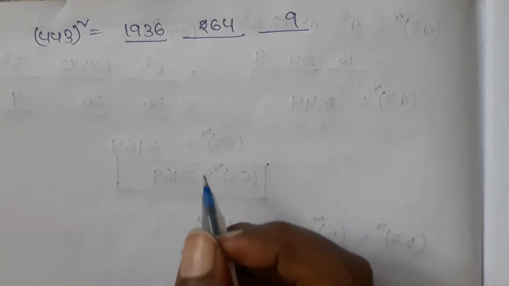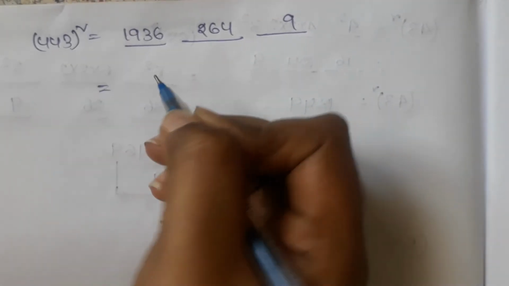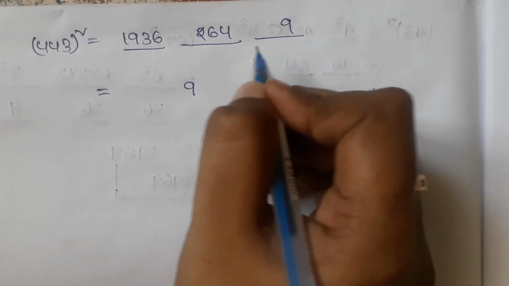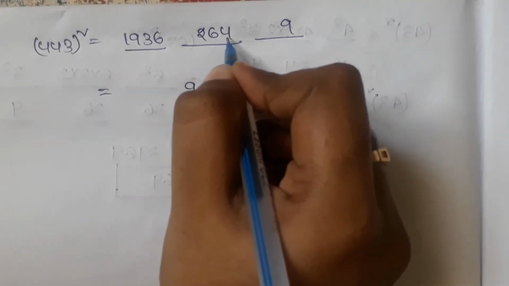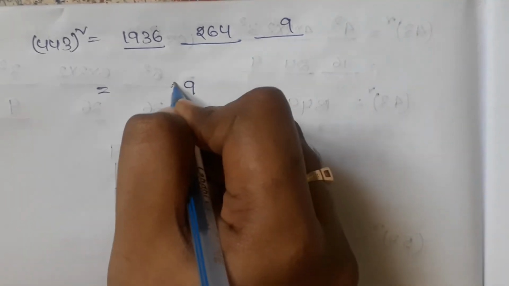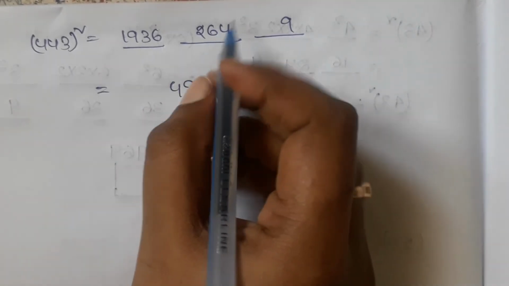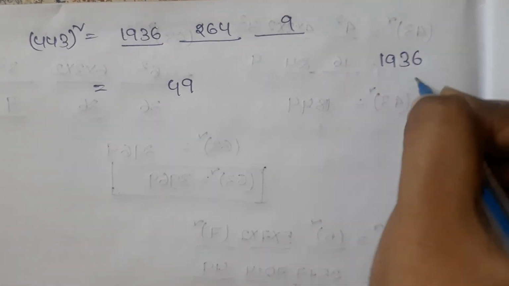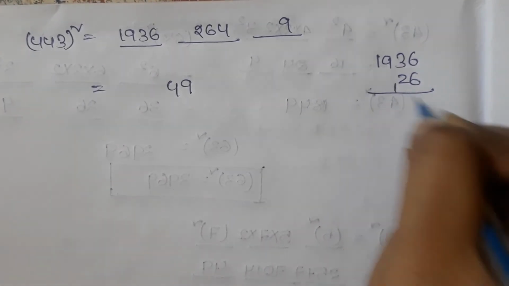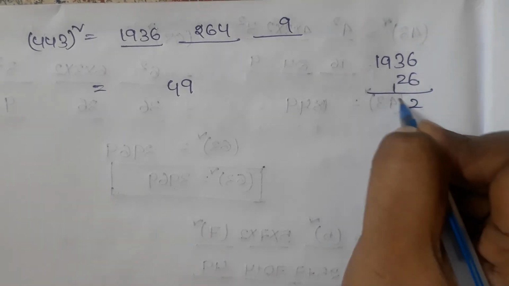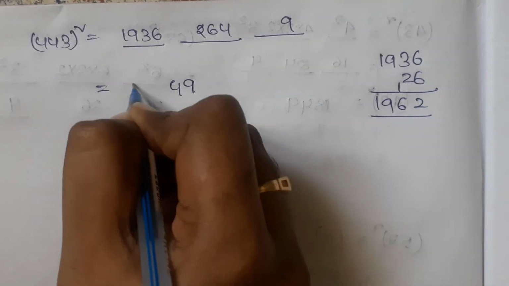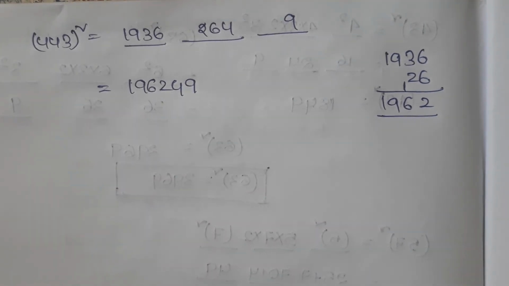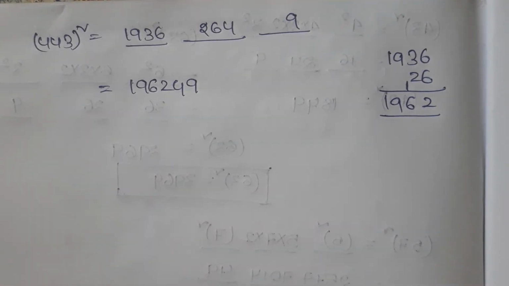Now finally 443 whole square is, and here this 9 to be written, and from this 264, 4 to be written and 26 is carry forwarded. 1936 plus 26 to be added, and here 196249 is the square of 443.